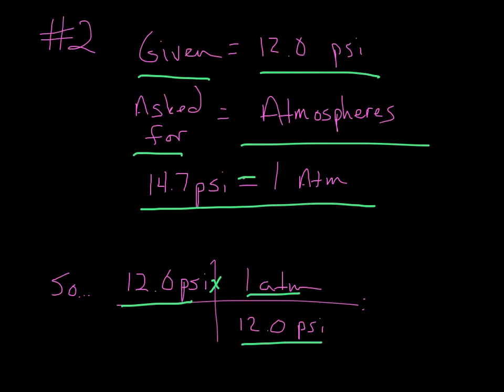And this is, oh my gosh, I made a mistake. How about 14.7? Oof, that's scary. So 12.0 pounds per square inch times 1 atmosphere divided by 14.7 pounds per square inch. That's going to give me my final answer in ATM. And I'm trusting you can do that math. I really am. So, are you ready? Got it?